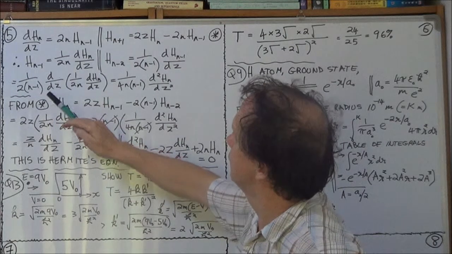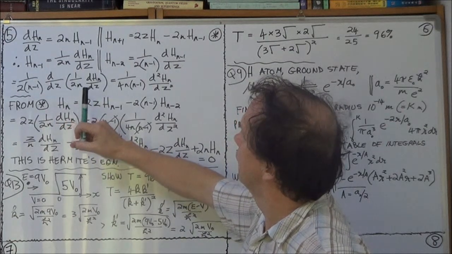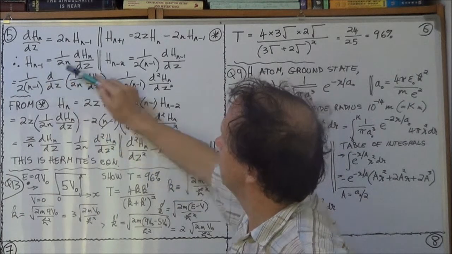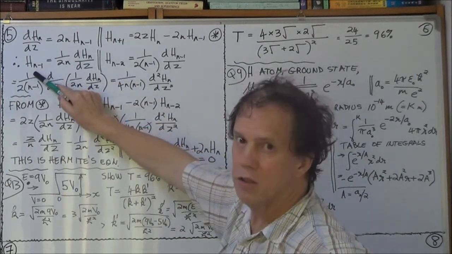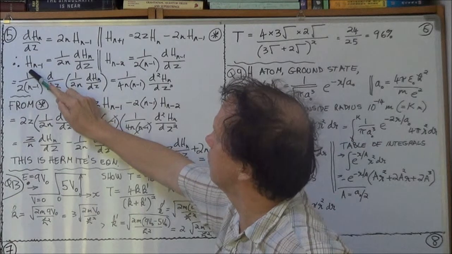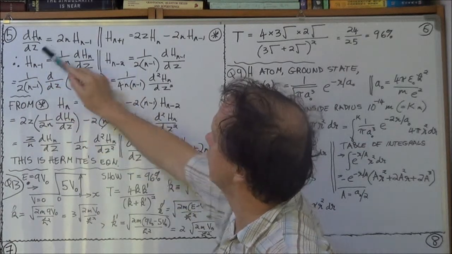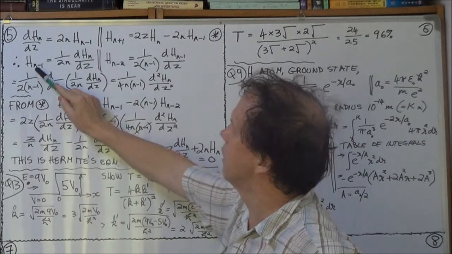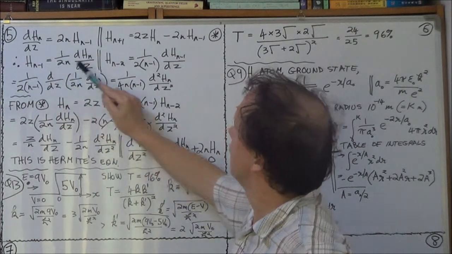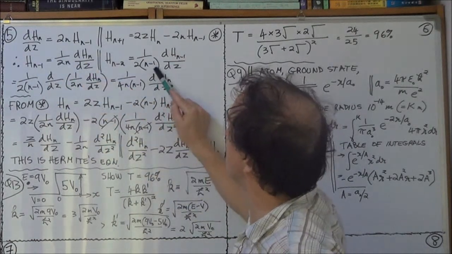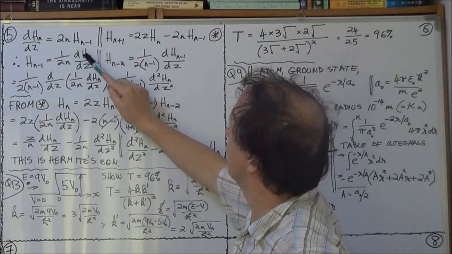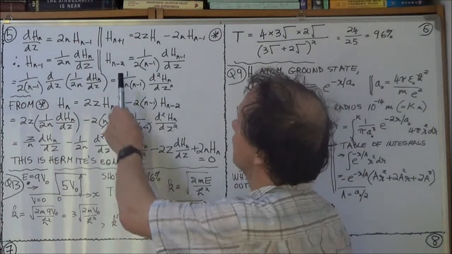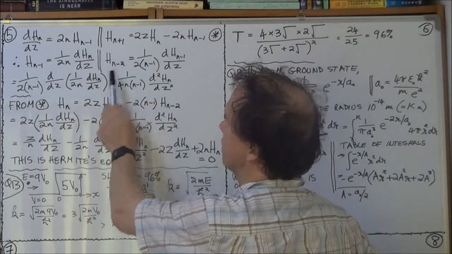Now it's true for a general n, so I can express that a little differently and say H_{n-2}, make your n go down 1, becomes 1 over 2(n-1) times dH_{n-1}/dz. Right? So let's find an expression for H_{n-2}.